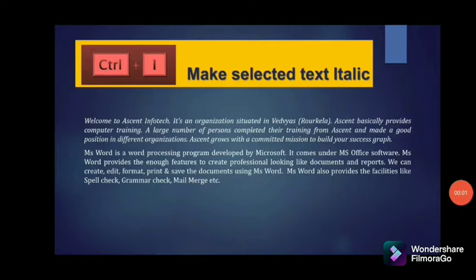Control I is used to make the selected text italic. You select the required text, then press Control I. Your text will become italic. You can see the italic effect on the screen. In the first paragraph we have applied the italic effect by pressing Control I.